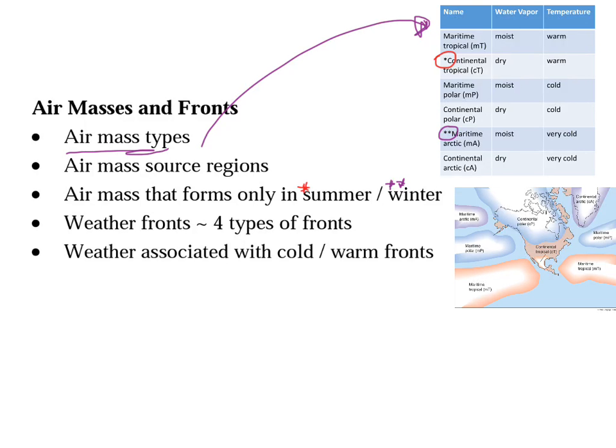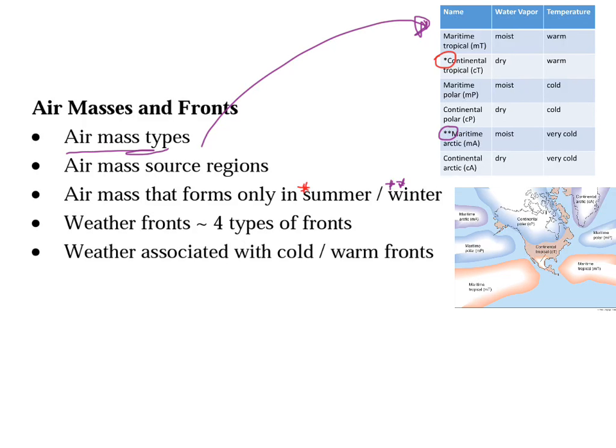Air mass source regions are right here. Basically, if this is us right here, how do we get a warm, moist air mass? Well, they come from right here. How do we get a dry, warm air mass? Well, it comes from right here. How do we get a cold, moist air mass? They come from here. Or how do we get a really cold, moist air mass here? And then how do we get a cold, dry air mass? Canada.